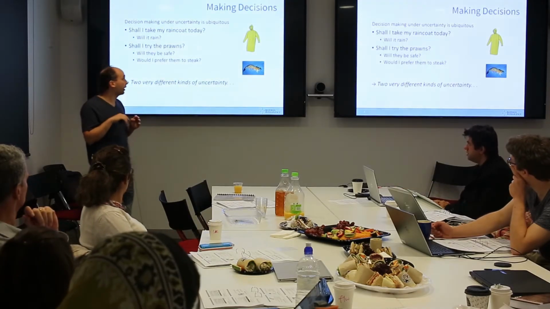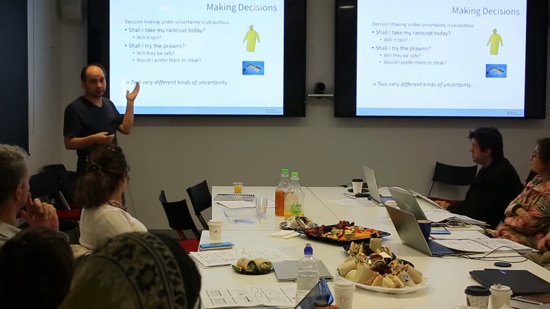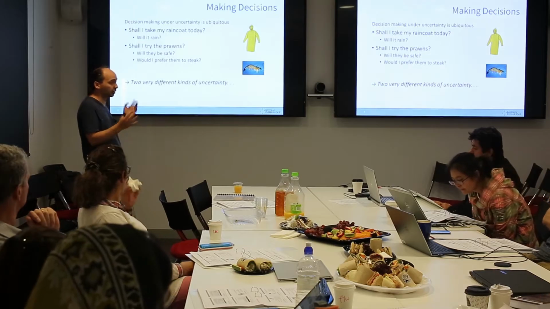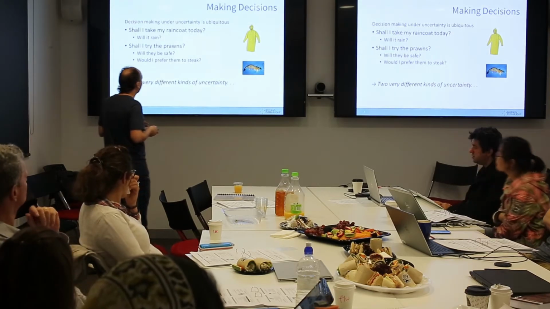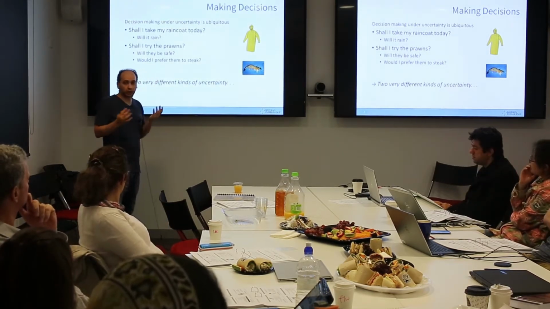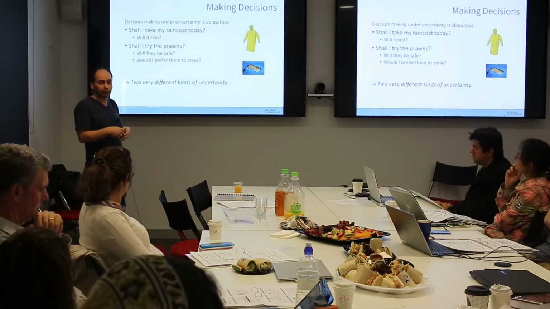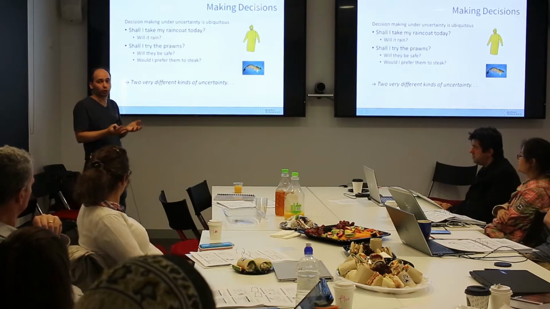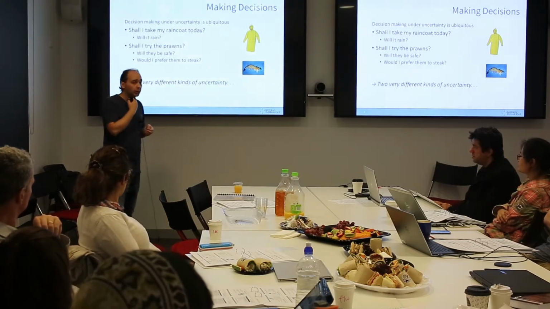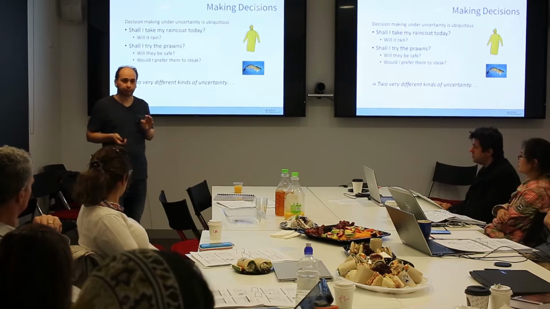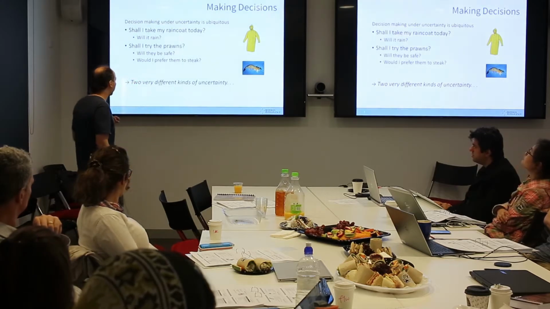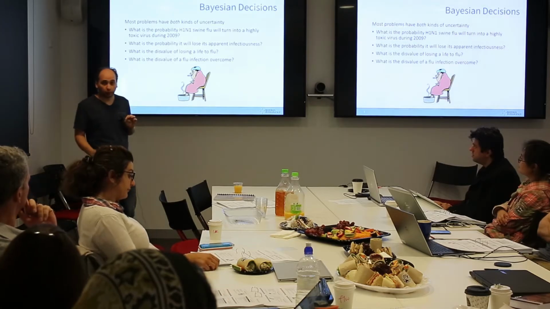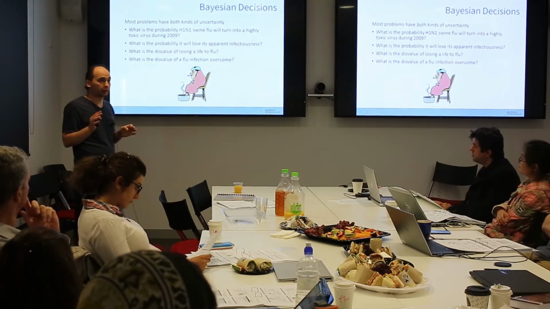There are different kinds. For instance, shall I take my raincoat today? That will depend on whether it's raining or not, and maybe other factors with the weather. Or you might say, will I try the prawns? That'll depend on whether you think it's a safe option, whether you think you're going to enjoy them, and so forth. There's different kinds of uncertainty involved in these different kinds of questions. Most problems have both kinds of uncertainty.